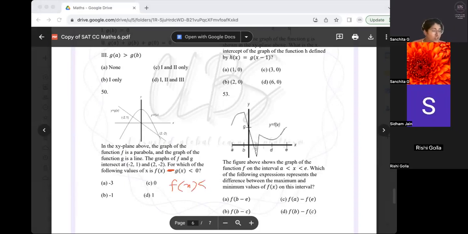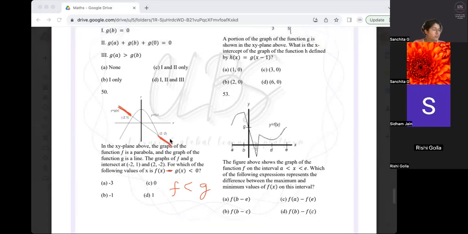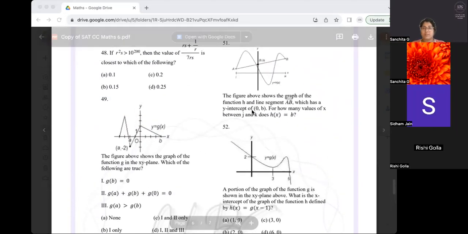F of x less than g, okay? Let me write it again. F is less than g. So where is f less than g? Where g is greater. This section and this section, correct? Now we just have to see that x is -3. -3 is going to be somewhere over here, so it's satisfying, right? Correct. Next, -3. B, C, D, everything is where f is greater. Perfect. Observe, everything is going to be comfortable.